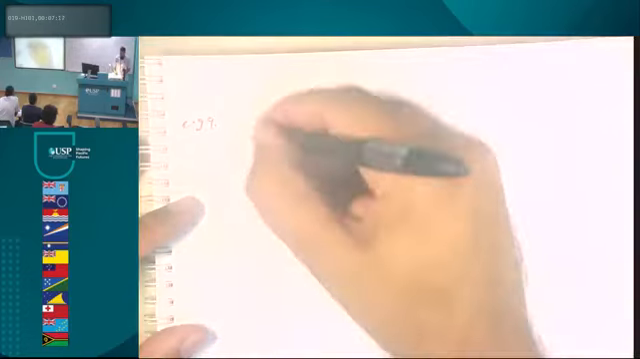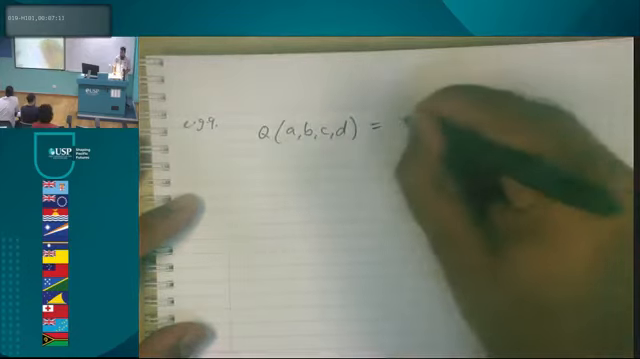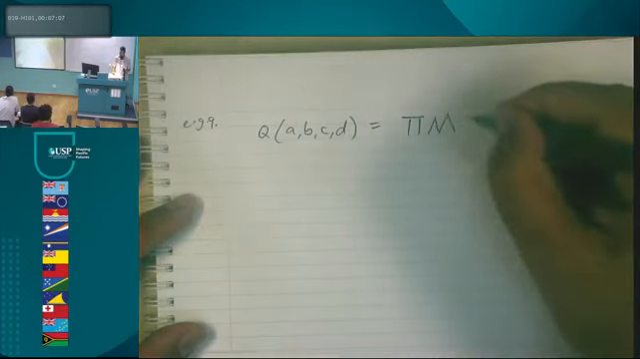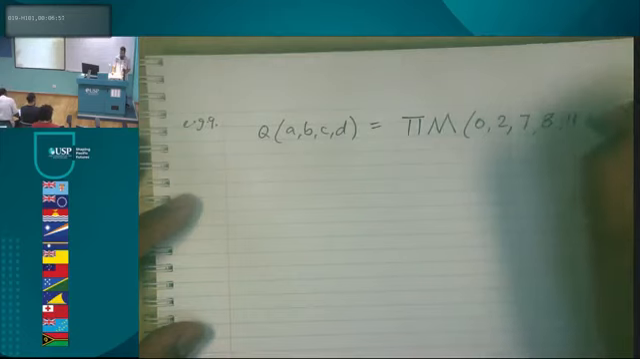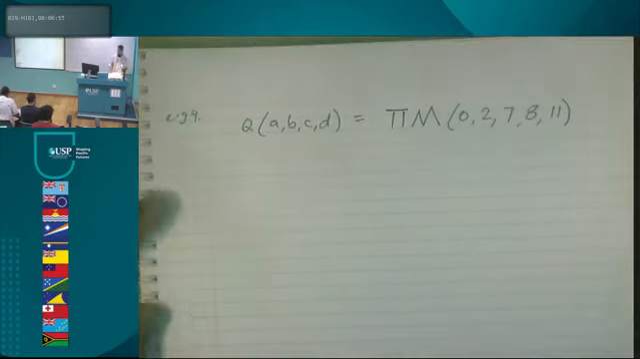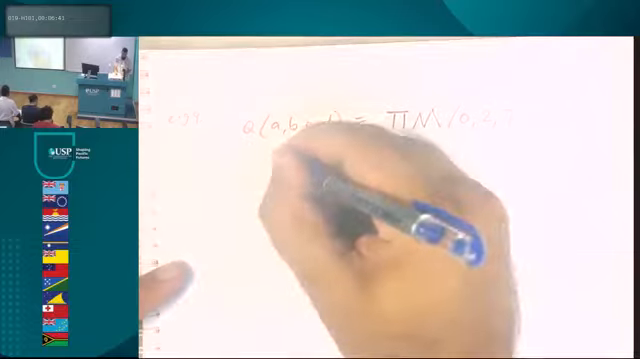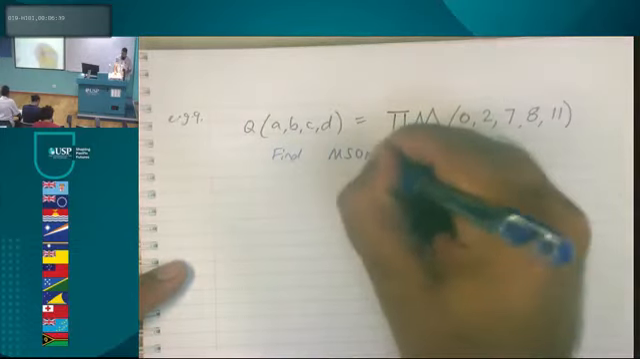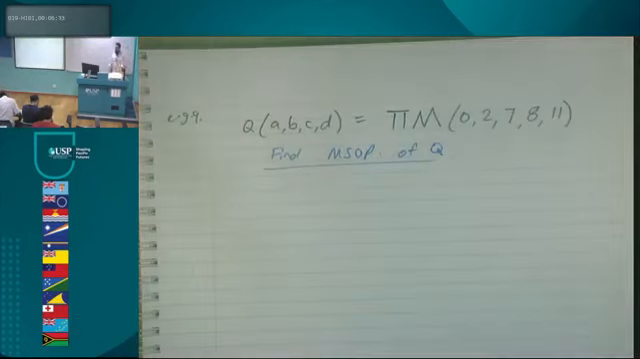All right, let us consider a system. We say Q of A, B, C, D. Check this out, guys. It says a product of max terms: 0, 2, 7, 8, 11. How do we do this? And the question is, find the minimum sum of products of system Q. How do we do this?